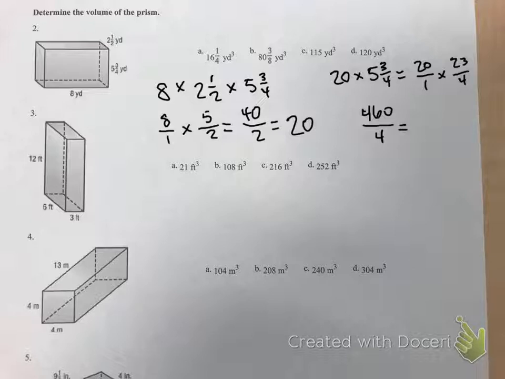And now we have to divide to simplify. So 460 divided by 4. And that gives us 115. All of the units of measurement are in yards. So our answer is 115 cubic yards, which is choice C.